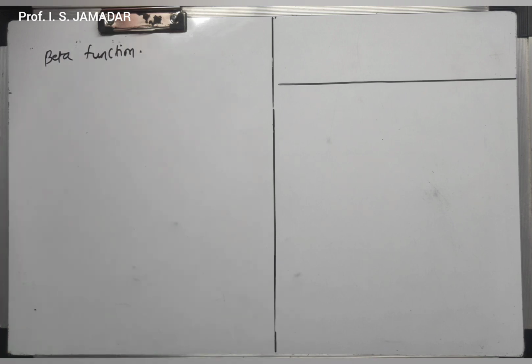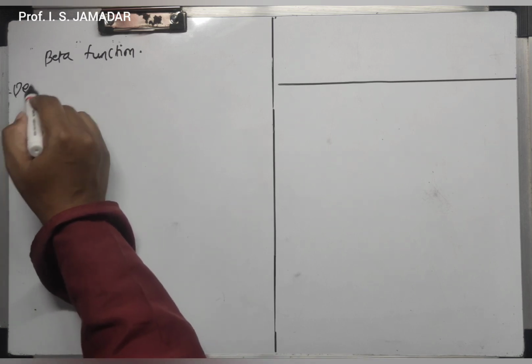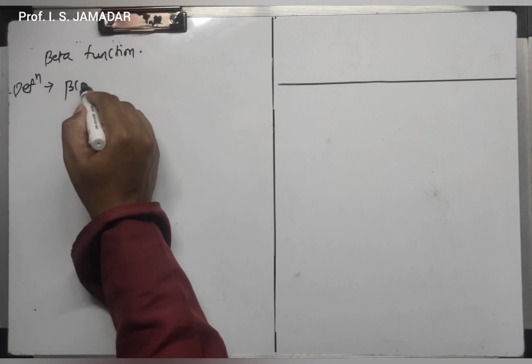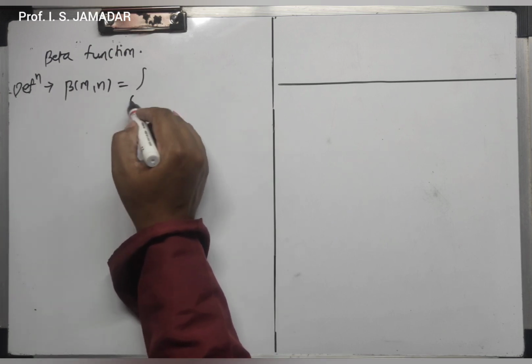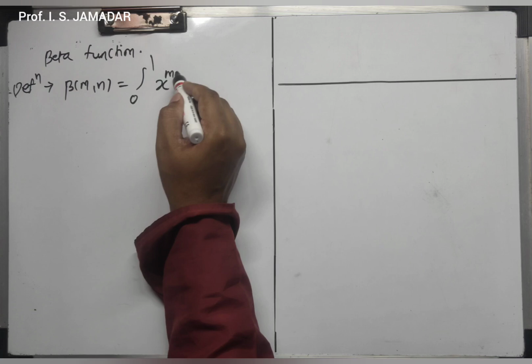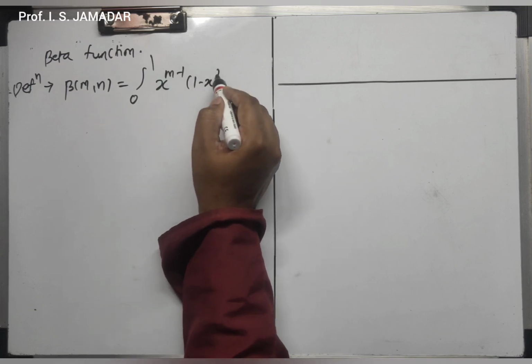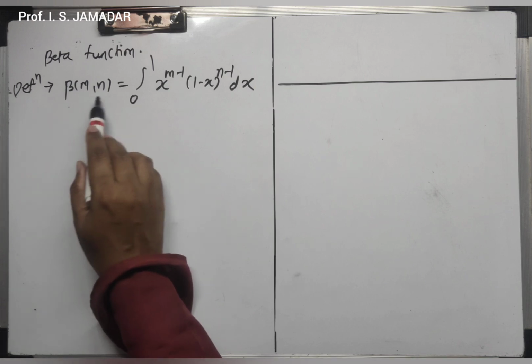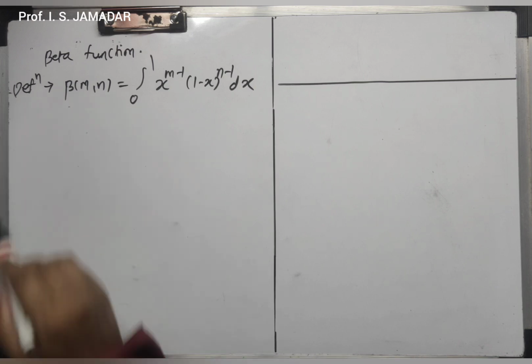Before starting the questions, first of all, write down the definition and some properties of beta function. The basic definition for beta function of m and n is given by beta of m, n is equal to integration 0 to 1 x raised to m minus 1 into 1 minus x raised to n minus 1 dx. Read it as beta of m n.